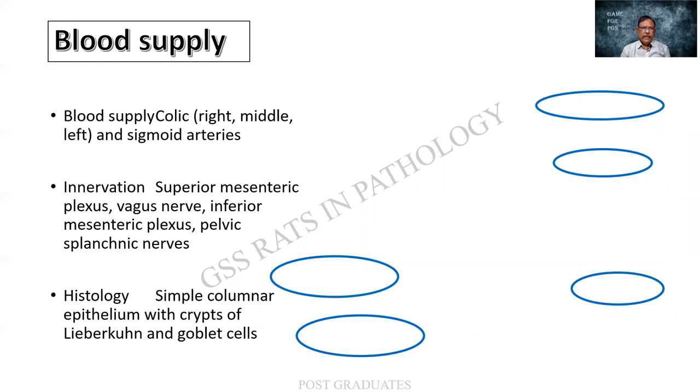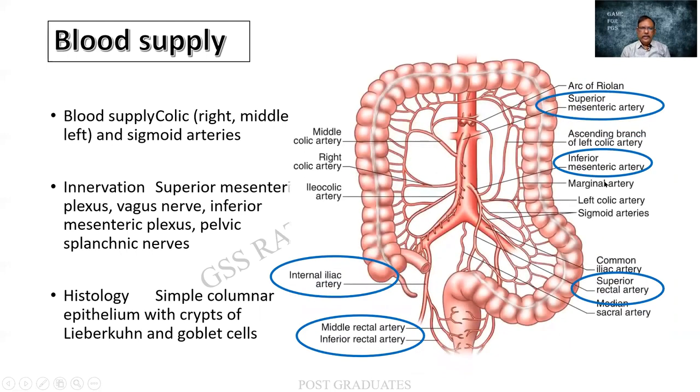The blood supply. This is important for two reasons. Earlier, we had seen a specimen of gangrene. There is also something called ischemic colitis. The blood supply will be these. There is a right, middle, and the left sigmoid arteries, and the innervation is given over here. The histology will be the columnar and the goblet cells and the crypts of Lieberkuhn. What are these ovoid spaces denoting? It is this.